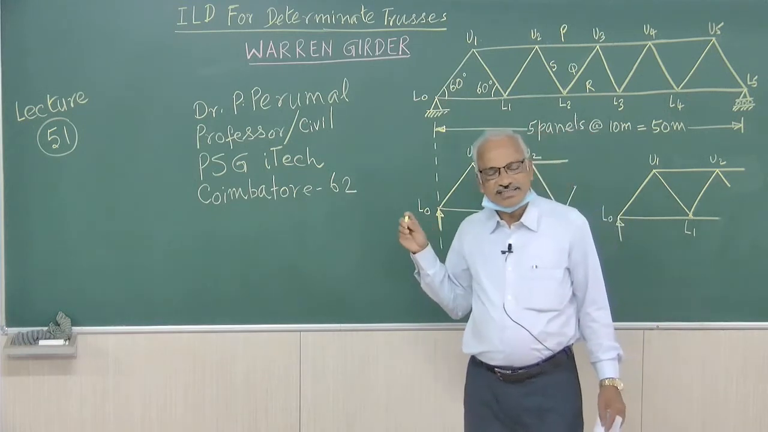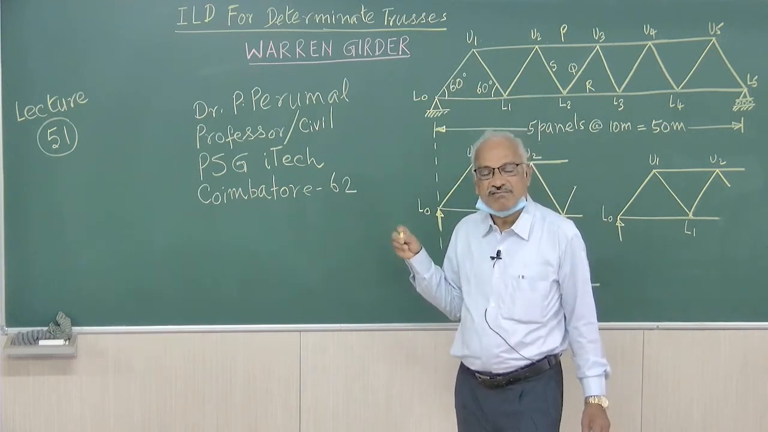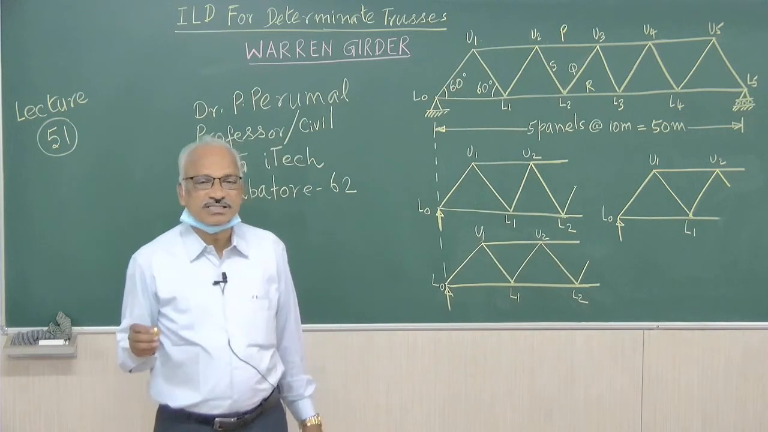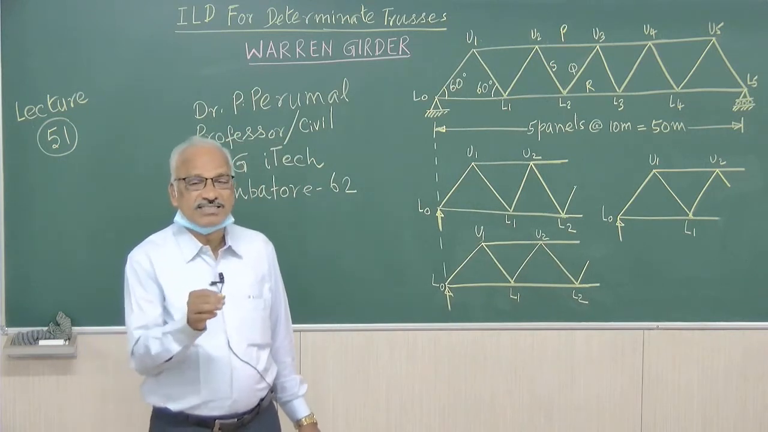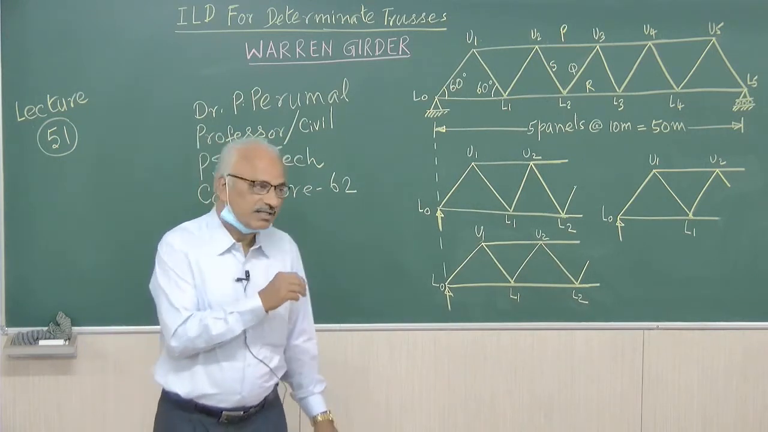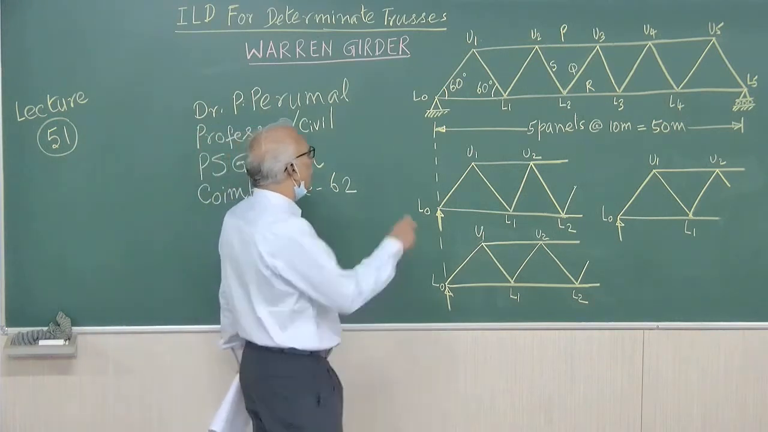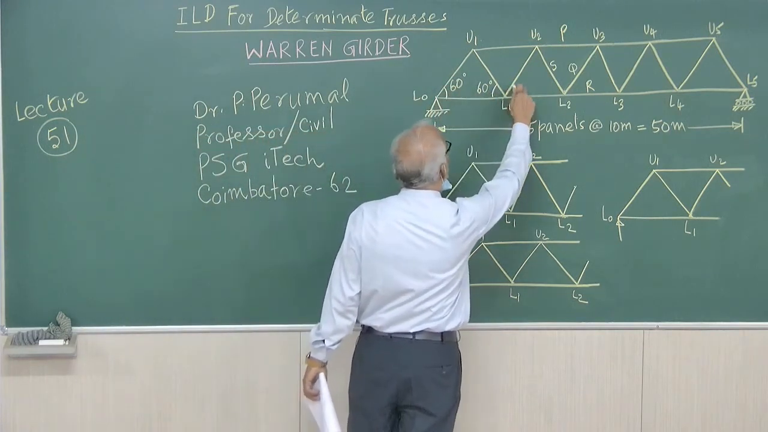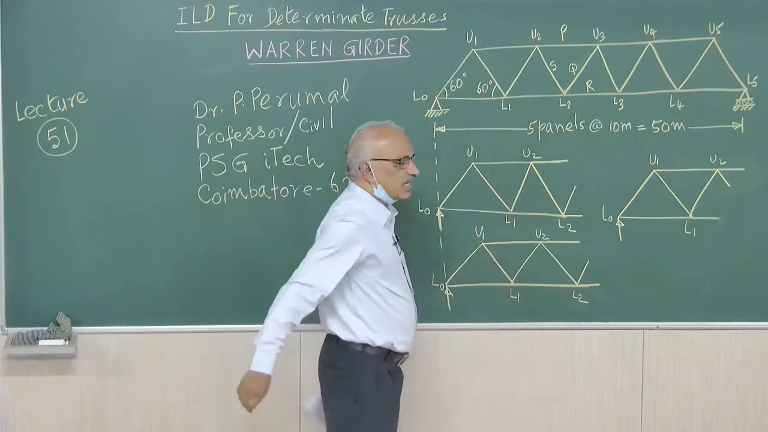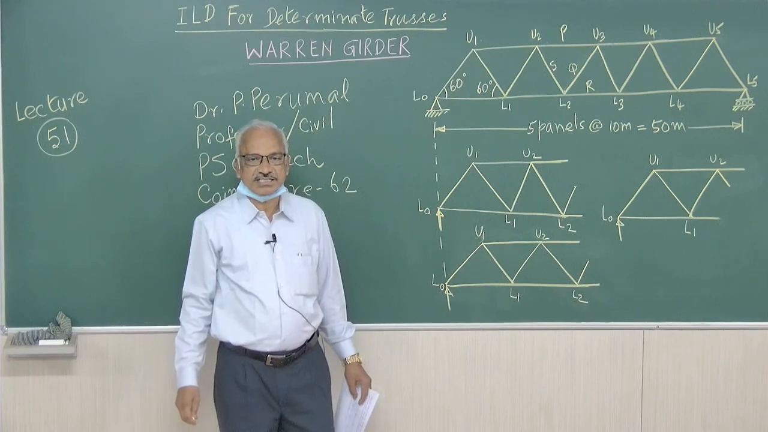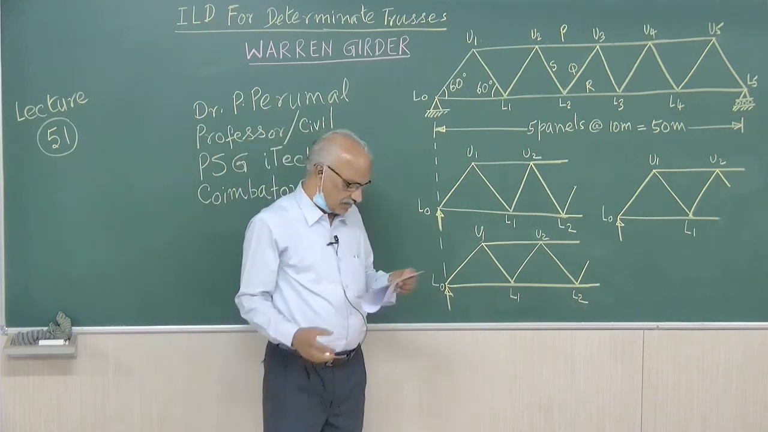Now we will take the next type of truss called Warren truss. This is called Warren truss again because one Professor Warren has invented the truss. The speciality is all angles will be 60 degrees. All the three angles of a triangle will be 60 degrees here in this case. That is Warren truss.